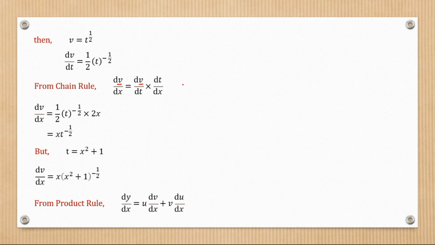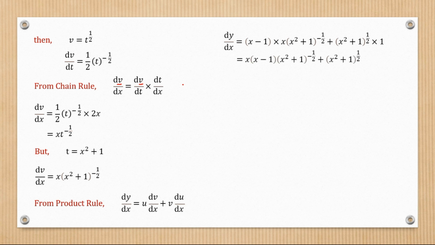Now let's substitute the values we found into our product rule. This is what we end up having. When we multiply them out, this is what we get, and this is how it can easily be expressed. But this is not the most simplified format. The next thing we can do is factorize out the (x squared plus 1) to the power negative a half, pulling it out of the brackets.